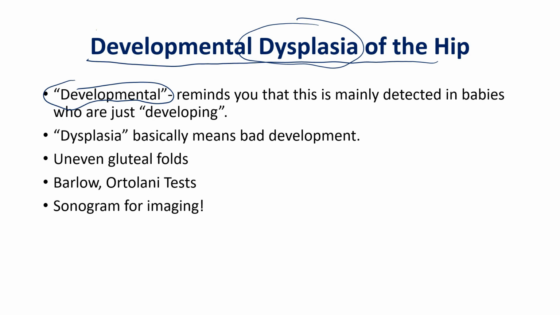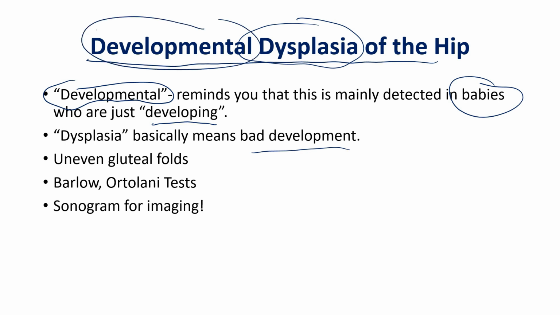I look at that first word, developmental, and that reminds you that this is mainly detected in babies who are just developing. So that'll help you get the age group. The age group is going to be very important for all of these. The exams love to focus on the most common presentation. So if you know the age group that this will primarily be detected in, then it'll help guide you towards the correct disorder of these primary hip disorders. The next thing is, like I've already explained, dysplasia basically just means bad development. So you have bad development of the hip during the developmental period. And if you think of somebody who's just starting to go through developmental stages, that's going to be a baby.